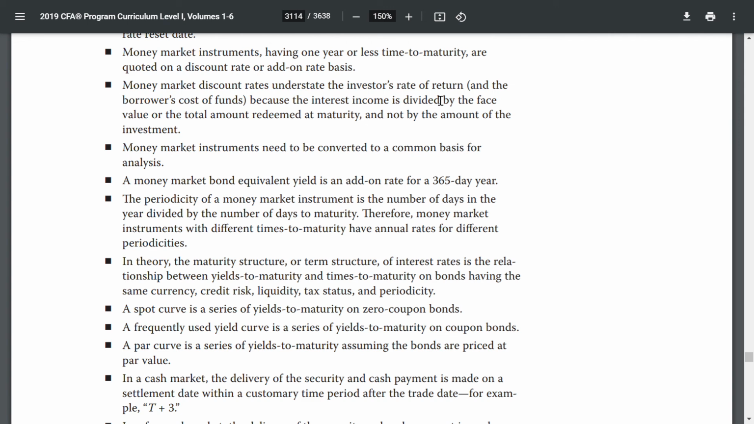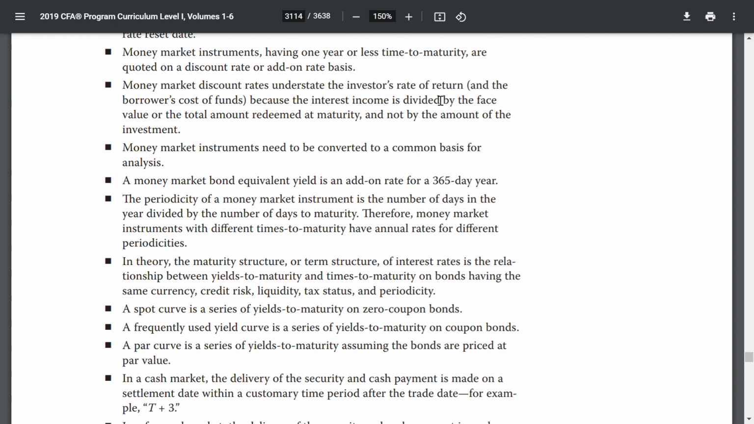Money market instruments need to be converted to a common basis for analysis. A money market bond equivalent yield is an add-on rate for a 365-day year. The periodicity of money market instruments is the number of days in a year divided by the number of days to maturity. Therefore, money market instruments with different times to maturity have annual rates for different periodicities.